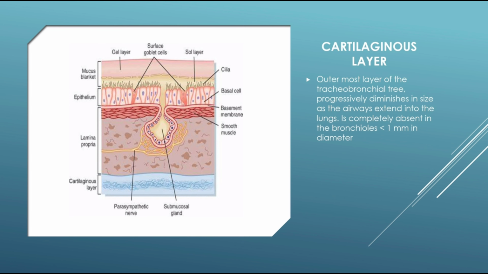The last layer is the cartilaginous layer, and this is the outermost layer of the tracheobronchial tree. It progressively diminishes in size as the airways extend into the lungs. It is completely absent in the bronchioles that are less than 1 microns in diameter.